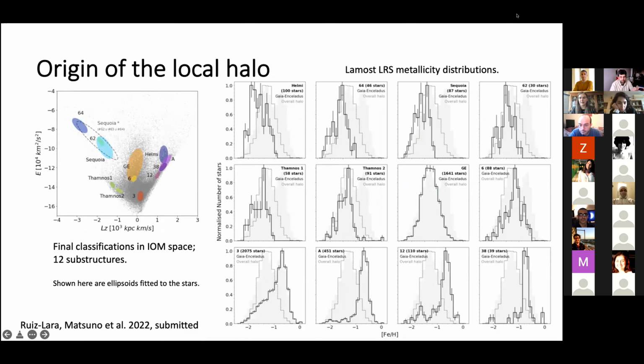So you see this energy L_z plot again. And now we see that there are not just 6 groups. After linking clusters more robustly and using the stellar populations, we end up with around 12 substructures that make up our inner halo. And I will just go through these quickly. So we have, first of all, Gaia Enceladus. We find that there are a lot of clusters in this region that we link together into one structure that corresponds to this Gaia Enceladus merger that's been found previously.